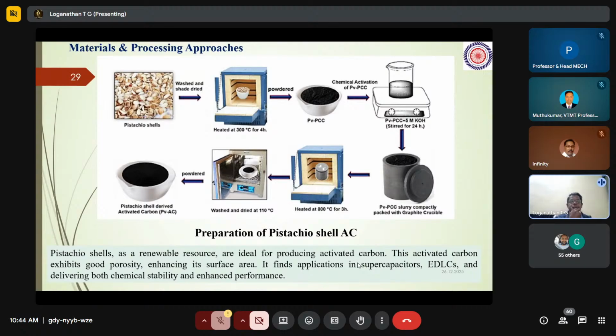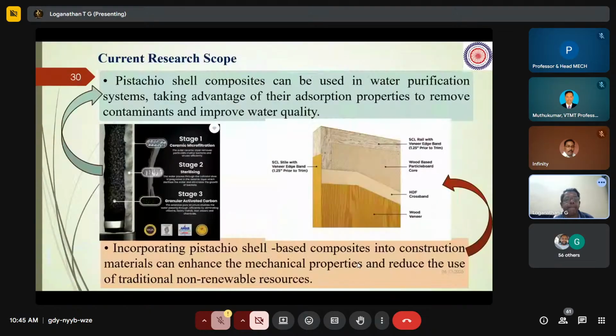And as I was mentioning, the pistachio shell can be used as a bio-activated carbon. So, the process they use here is heating, and after heating it is powdered, and they use some alkaline treatment, and then it is formed as a slurry. Then it is further heated in order to improve the process of alkylation, and then transformed into an activated carbon. So this carbon can be used in applications of making supercapacitors, and it can be used in batteries as well.